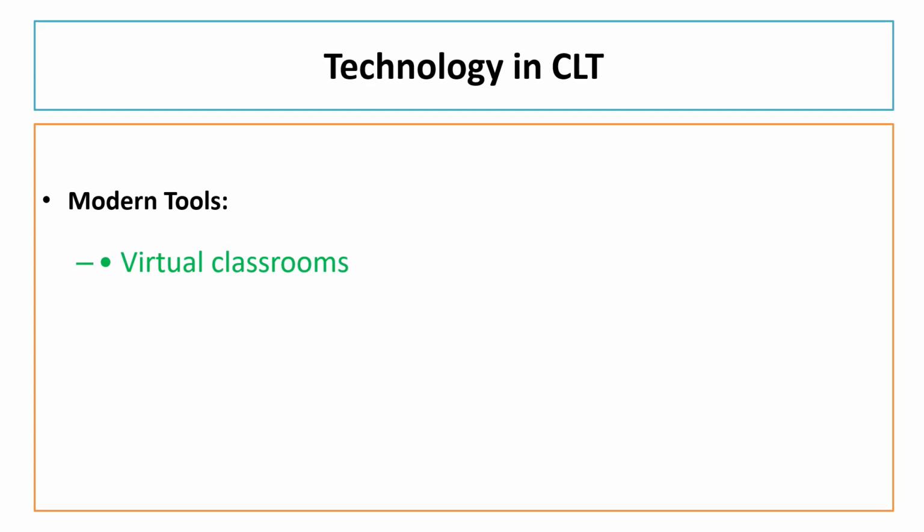But I think it's important to remember that CLT doesn't advocate for ignoring grammar altogether. It's about finding that balance between communicative fluency and grammatical accuracy. Yeah, and that balance might look different depending on the learners and their goals. Absolutely. What are some of the other criticisms?